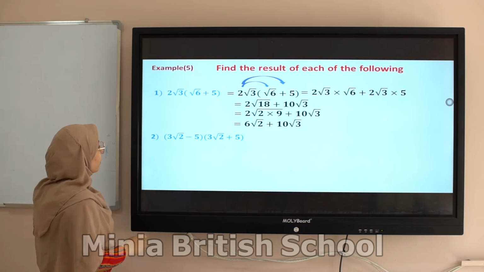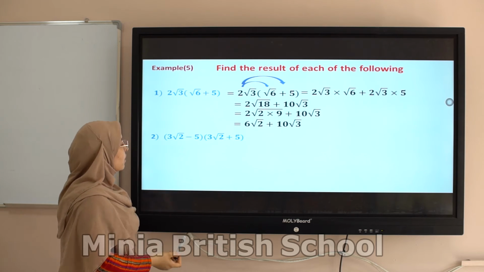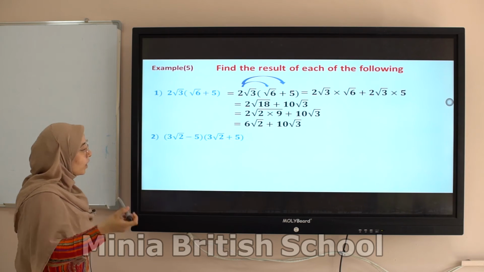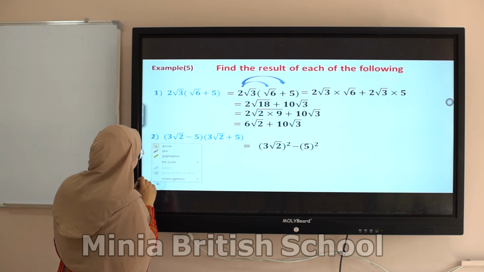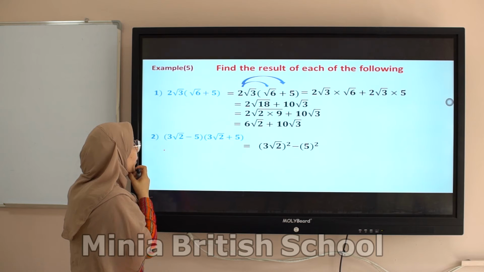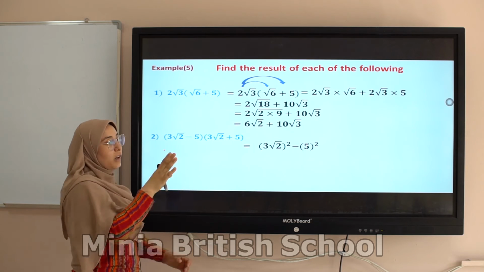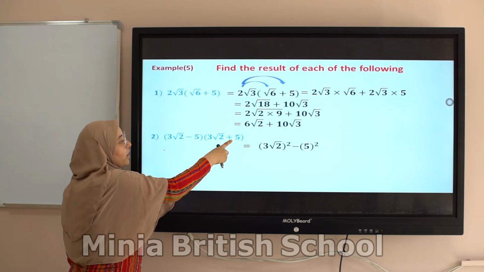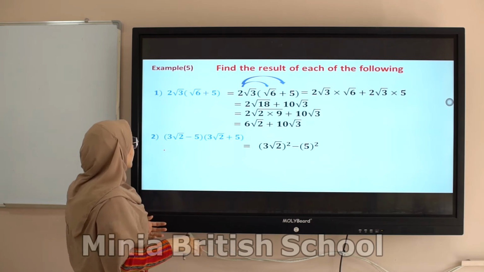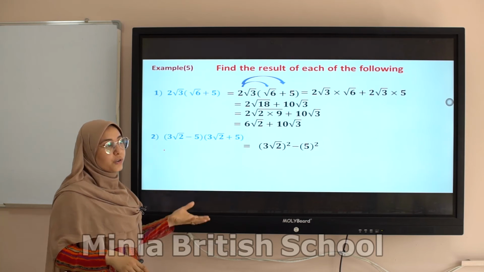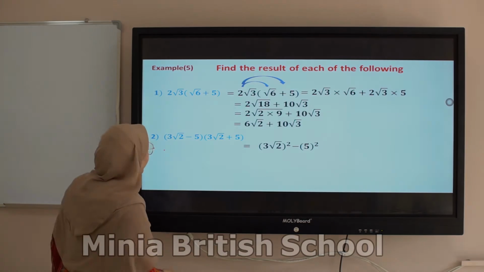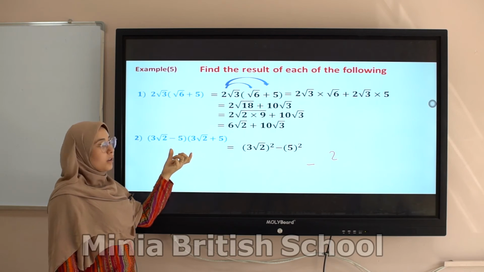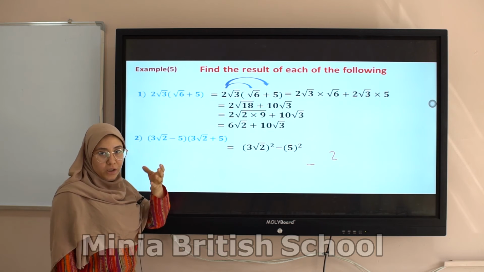The second exercise, 3 root 2 minus 5 times 3 root 2 plus 5, okay. Now, we can remember the difference between two squares, okay? Two brackets like them in everything, only different in the sign, one is positive and the other is negative, okay? So it is what? It is the difference between two squares. In grade 8, I said this is called the difference between two squares.